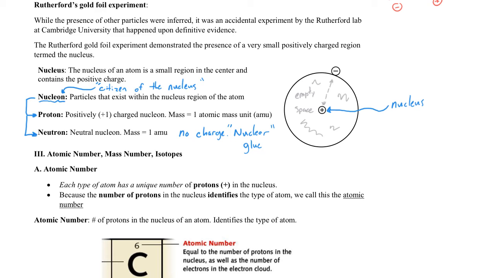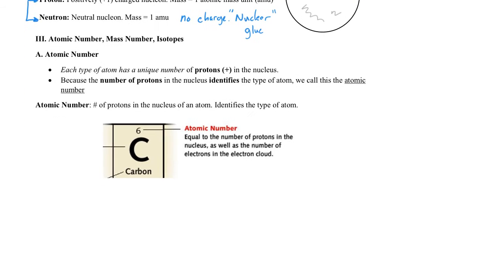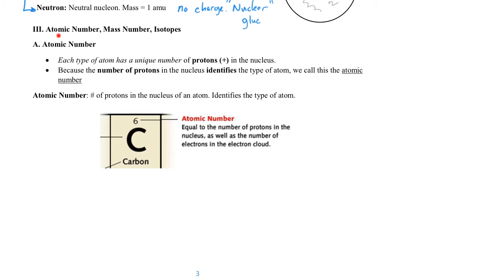Now, it turns out atoms have different amounts of these different subatomic particles, and that has a direct effect on the properties of an atom. The properties of an atom are determined by the amount of each of these subatomic particles. Let's take a look at that here in part 3. In part 3, we're going to be discussing something known as the atomic number, the mass number, and isotopes. First, let's talk about atomic number.